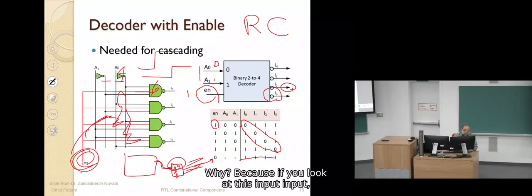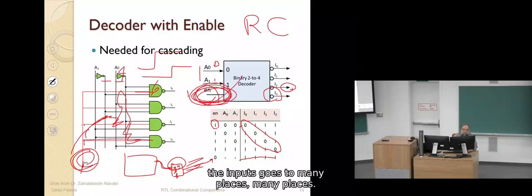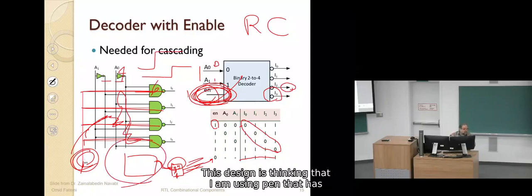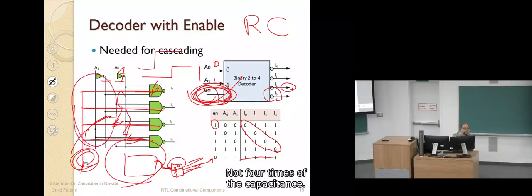Why? Because if you look at this input, inside the circuit, this input goes to many places. And these many places make the capacitance of the design more and more, and the resistance more and more. And it is not good for this design. This design is thinking that I am using a pin that has a specific amount of capacitance, not 4 times the capacitance of the logic. So it is not good.